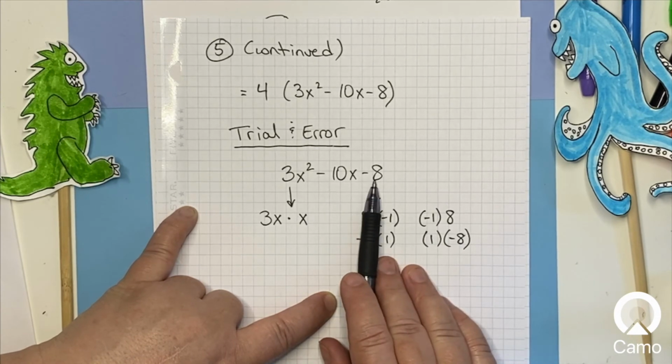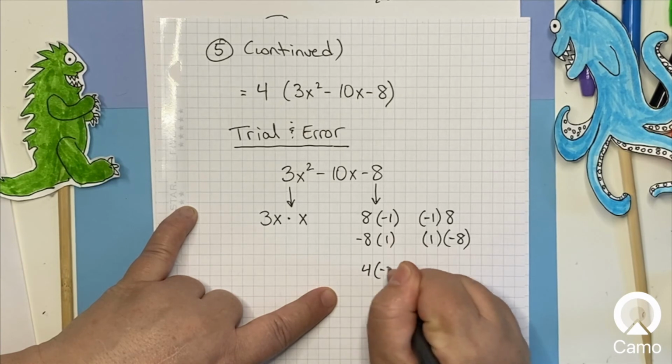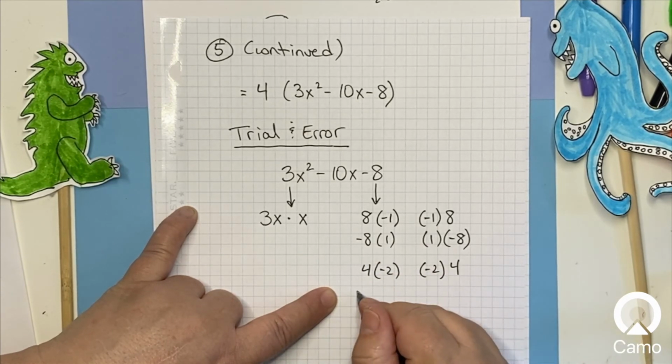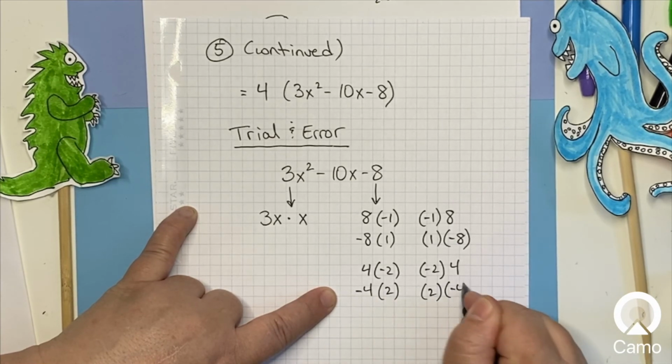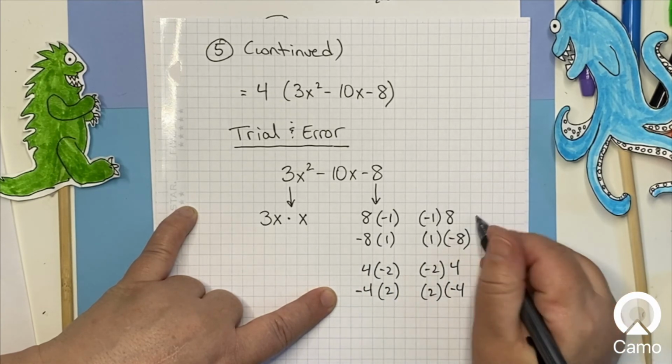But we can also break 8 down into 4 times 2. So I could do 4 times -2, and then I flip the order, -2 times 4, or -4 times 2, and 2 times -4. So in fact, I've got 1, 2, 3, 4, 5, 6, 7, 8, 8 possibilities.